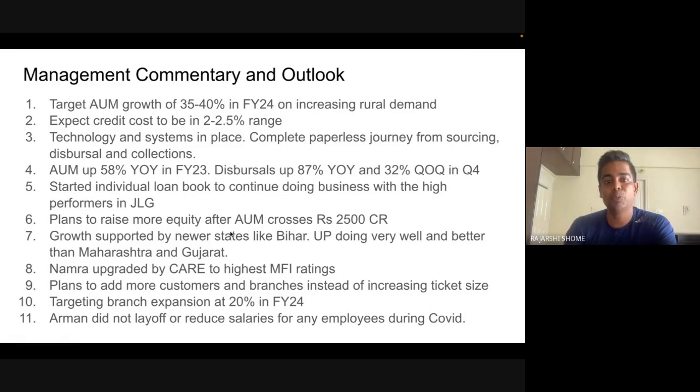So, the plan is to raise more equity after AUM crosses 2500. Arman is a company that raised equity last year, in 2022, I guess in September. And if you look at the price to book of Arman, it was north of 5 or north of 6 when they raised equity. So when you can raise equity from the market at a price to book of more than 1, it means the market is also telling you that this is a great financial. You will see the bad financials are the ones whose price to book is less than 1 and they find it very hard to raise money.